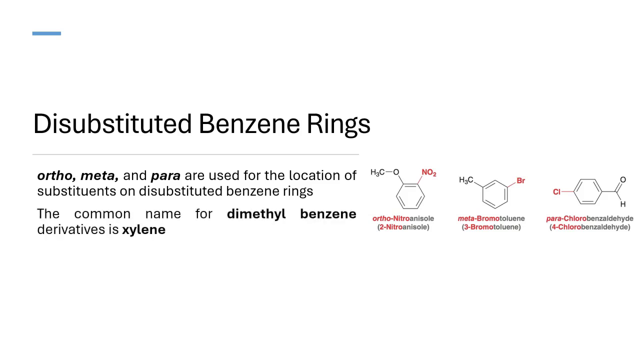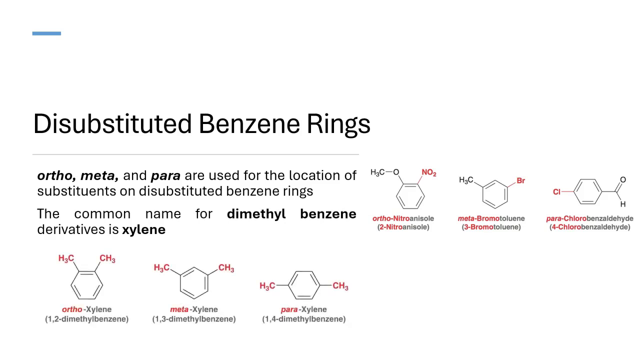The common name for dimethylbenzene derivatives is xylene. We're going to see orthoxylene, metaxylene, and paraxylene are possible. Again, the pattern is 1, 2, 1, 3, and 1, 4.